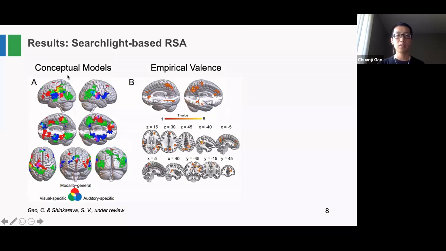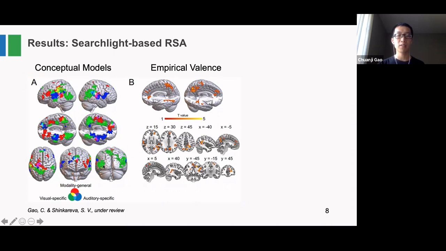The searchlight analysis is a search cube, a 5x5x5 voxel cube, that we move around the brain, doing exactly the same analysis across the whole brain. Then we account for multiple comparison correction using a permutation test. Here the results show the different conceptual models. The green color is the visual specific model, blue is the auditory specific model, and red is the modality general model. First of all, the visual specific model, in green, is generally represented more posteriorly compared to the blue auditory specific model.